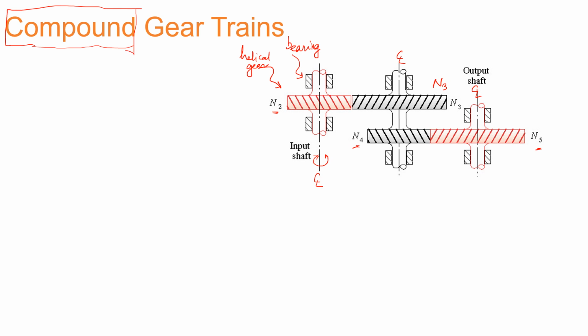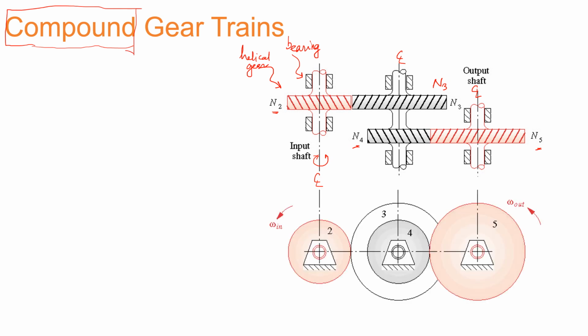Now I can also make you see the other view as well. If you view it from the front, this would look potentially like this. And you can obviously see the input side over here, the output side over here, and in between you have the intermediate stage. But it should always remain in your mind that this intermediate stage is like two gears mounted on the same shaft, making this gear train a compound gear train.